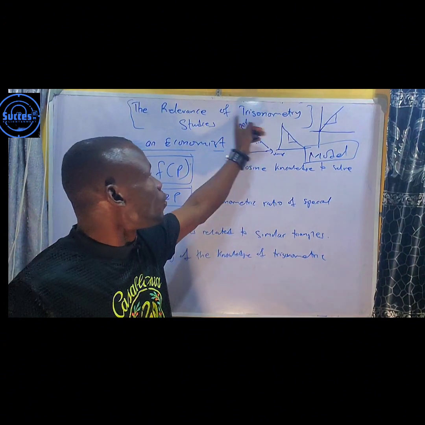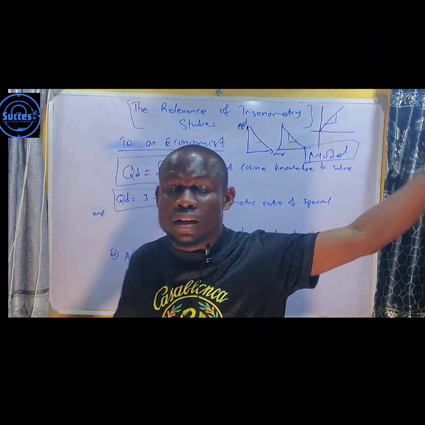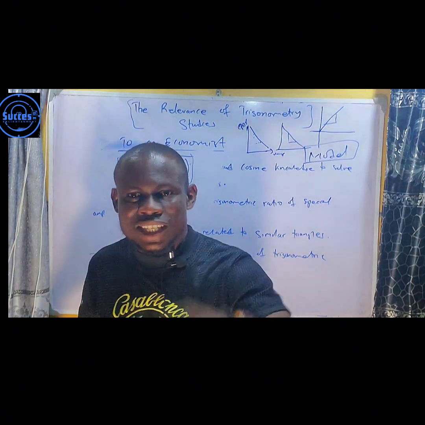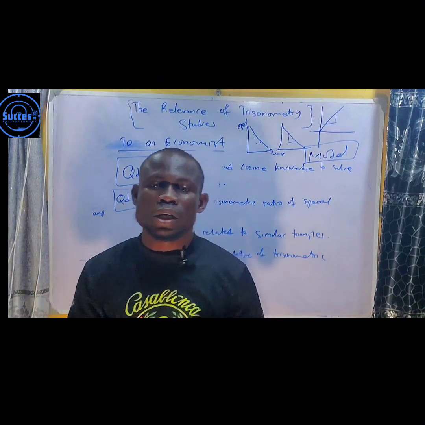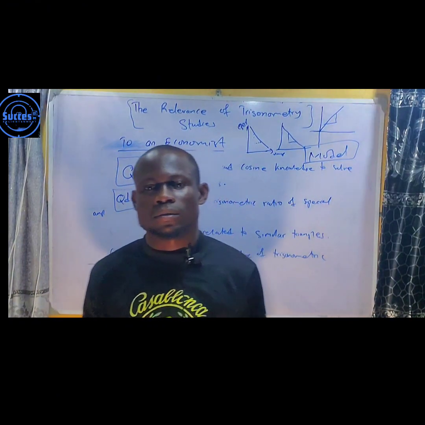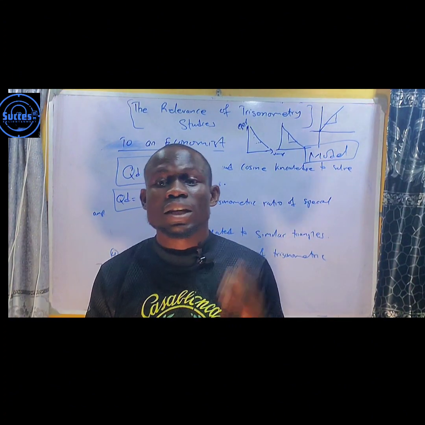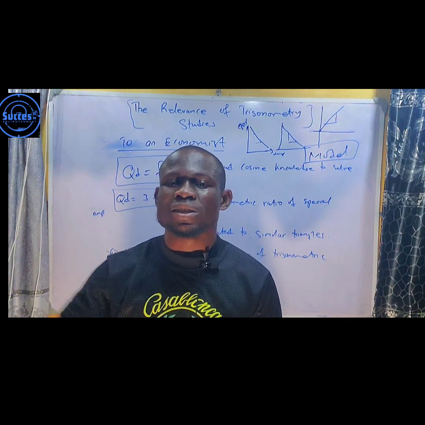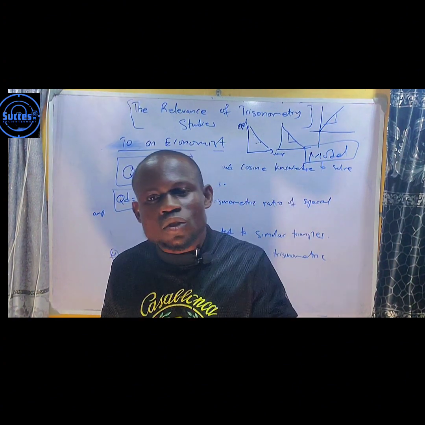Economics uses the knowledge of trigonometry. Trigonometry is not only useful in science or mathematics. Economics uses this knowledge of trigonometry. Most important is the relationship between sine, tangent, and cosine. Those are very important to economics. Those relationships help us in our gradient or slope calculations.